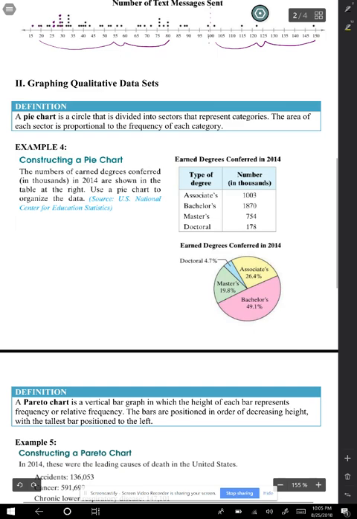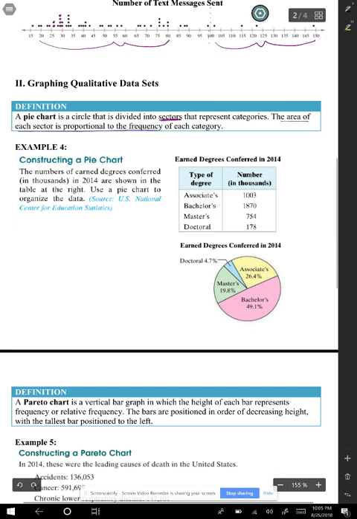So you'll see that a pie chart is a circle divided into sectors that represent the different categories, and the area of each sector is proportional to the frequency. So how often it occurred, that determines how big your piece of pizza is or your piece of pie is.